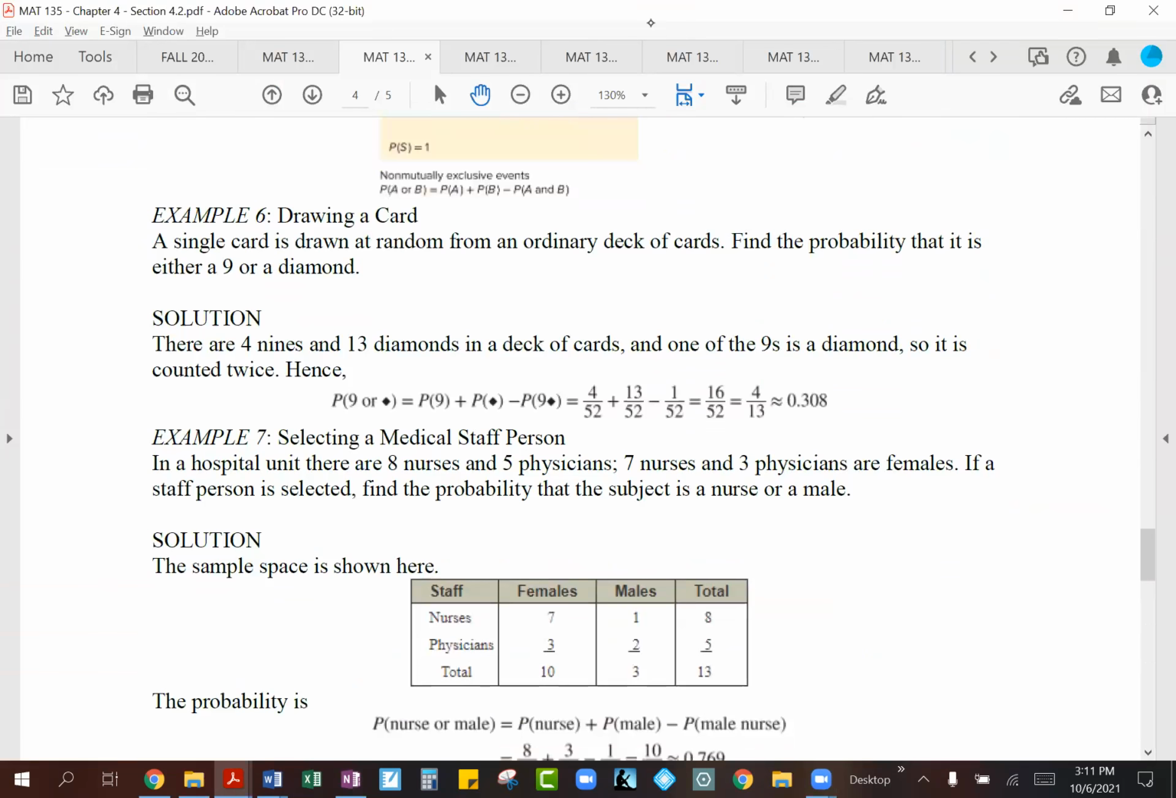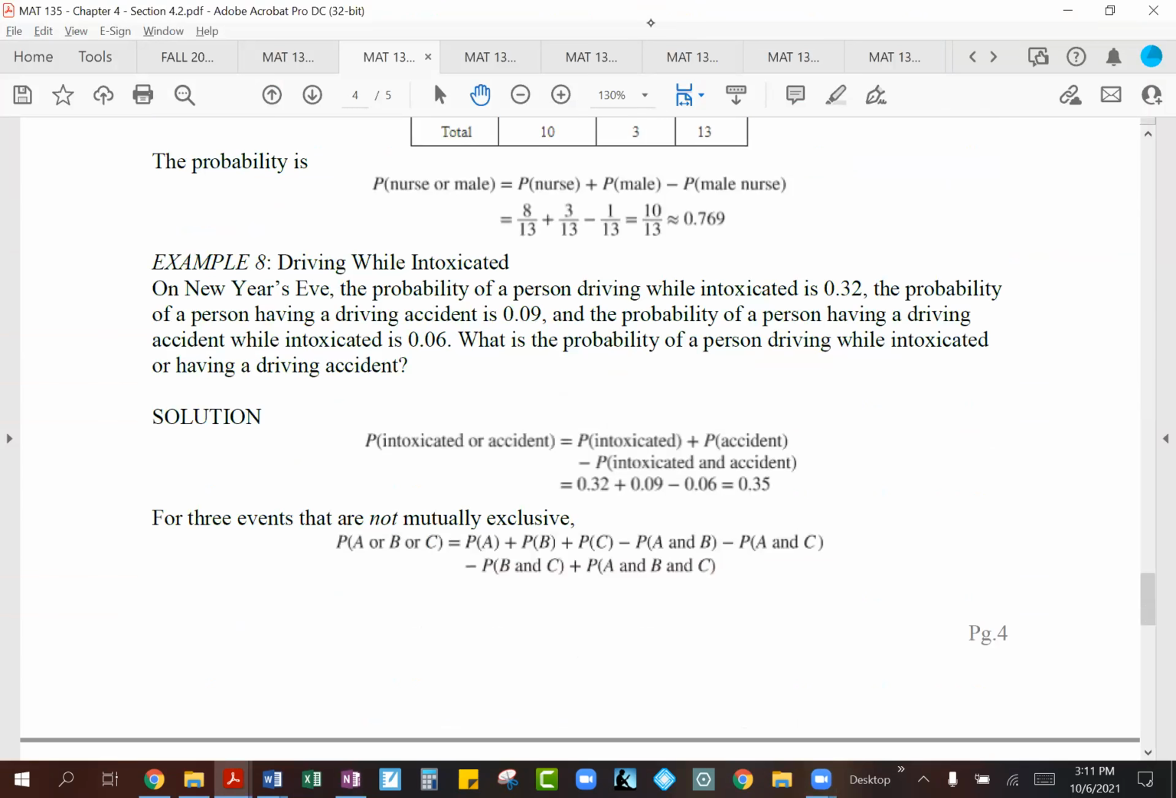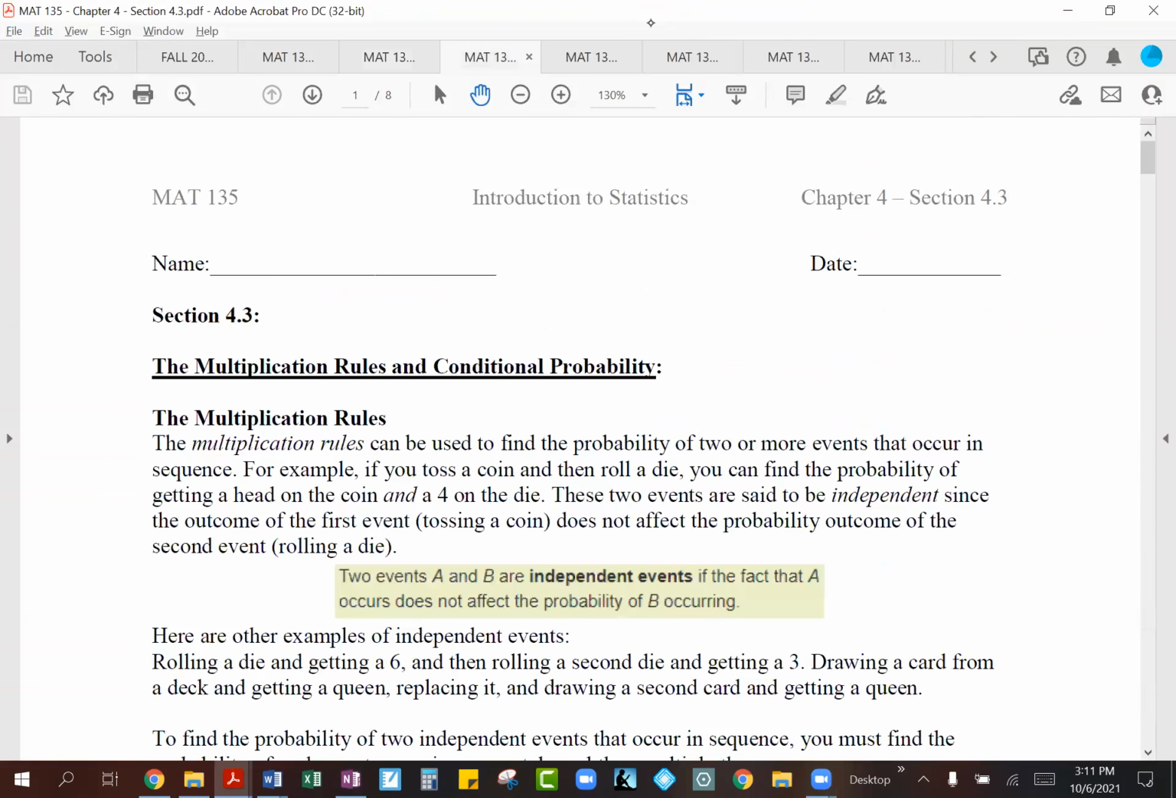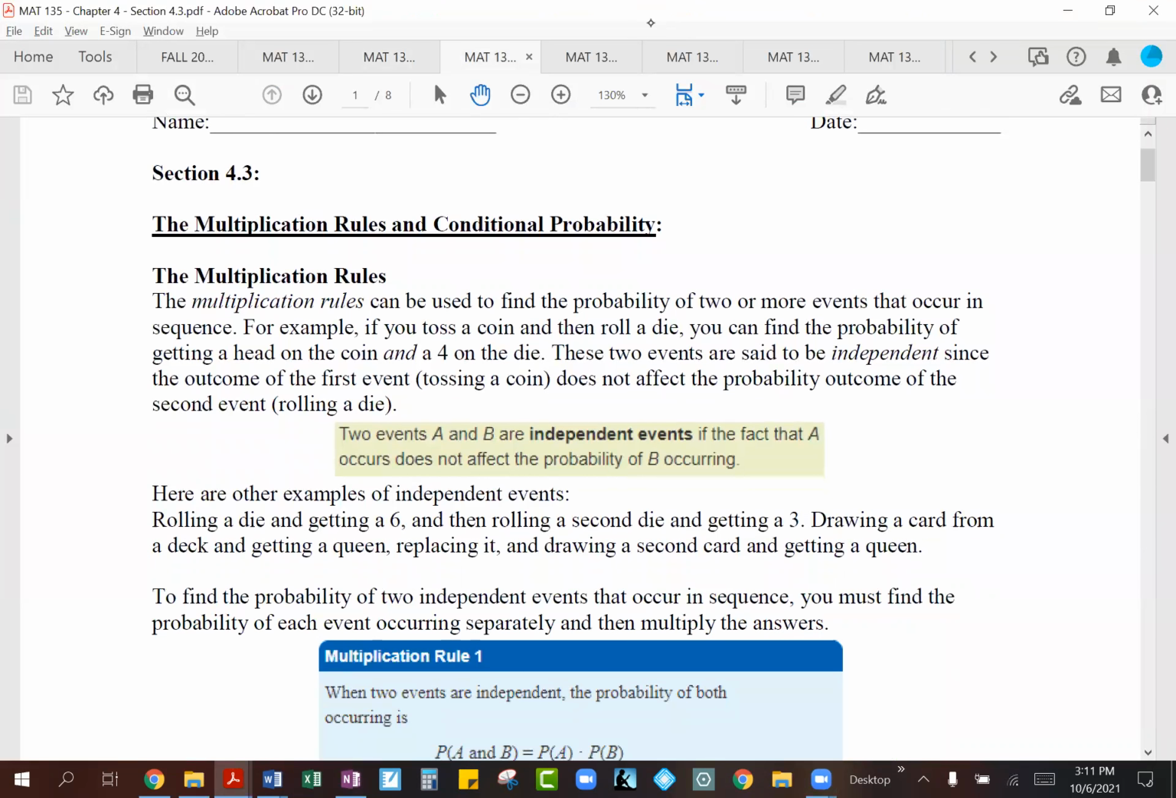And then again, you will see there's a whole bunch of different examples in here, just to show you how with different scenarios those examples would work. So you can kind of look through them. Then we also have multiplication rules when we're talking about calculating these probabilities. So with multiplication rules, you can find the probability for 2 or more events that occur in a sequence. So they're talking about, if you toss a coin and roll a die, what is the probability that you are going to get a head for the coin and get a 4 when you roll the die.